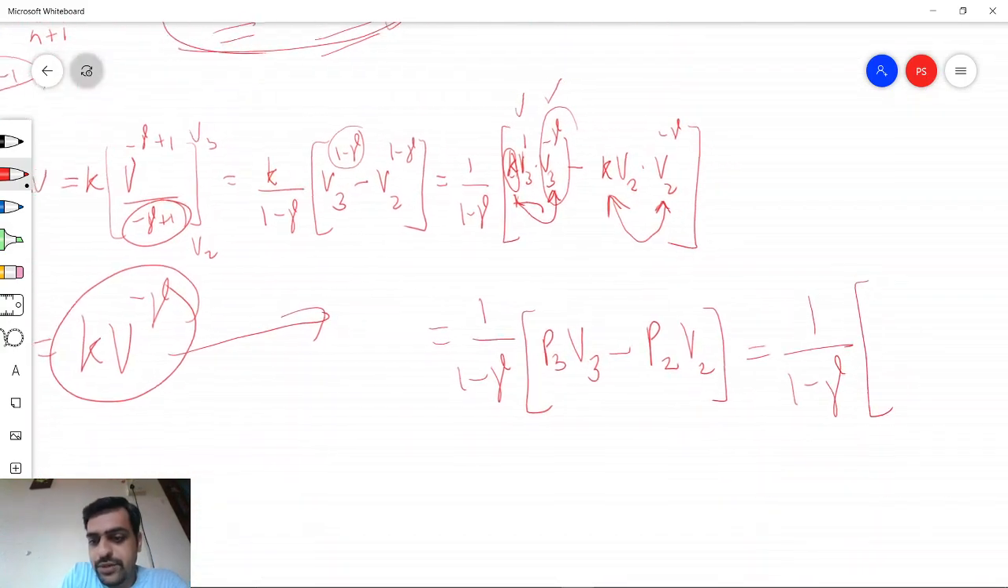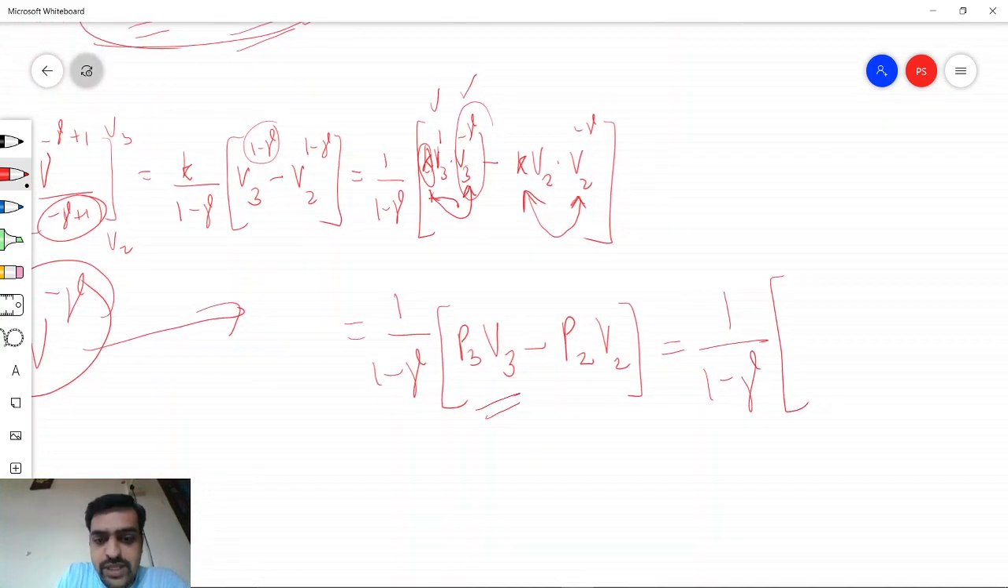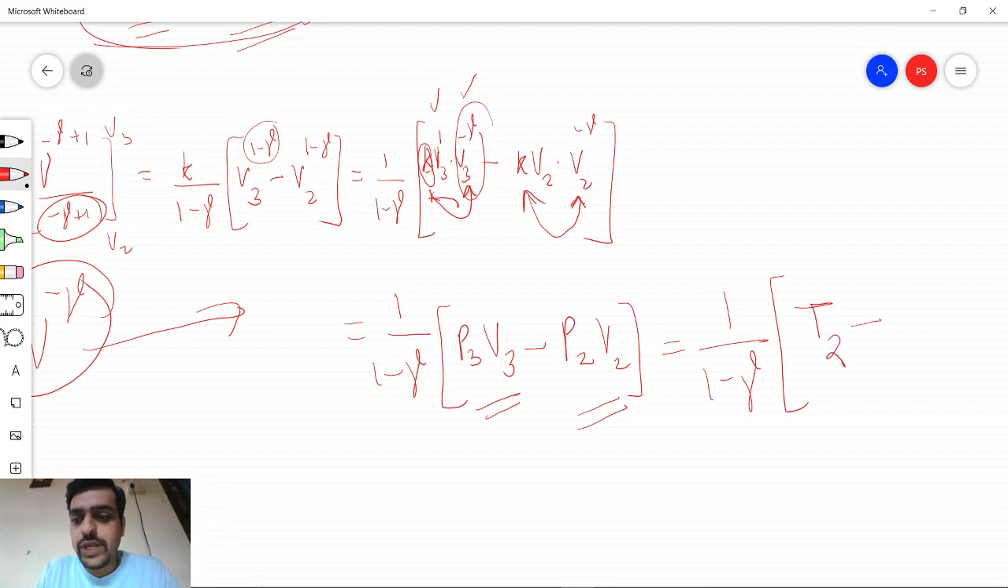So let us substitute the values. P3 V3 and P2 V2 gets replaced by the corresponding temperatures. At P3 V3 the temperature is T2, at P2 V2 the temperature is T1 multiplied by a constant R which comes outside.